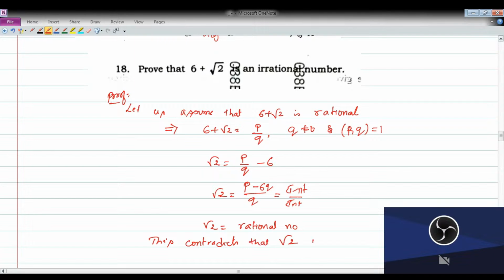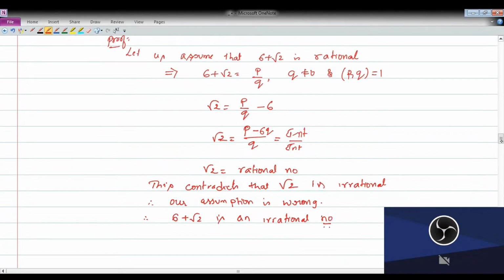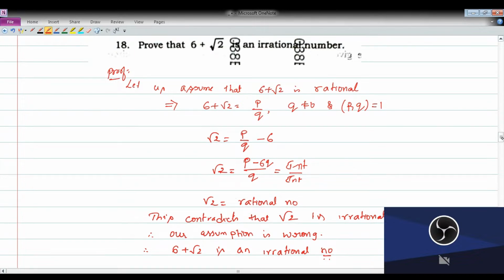root 2 is irrational. This contradicts that root 2 is an irrational number. So therefore our assumption is wrong. Therefore we can say 6 plus root 2 is an irrational number. So this is the proof to show that 6 plus root 2 is an irrational number. Just to go through step by step, these are the necessary things we need to produce for question number 18.